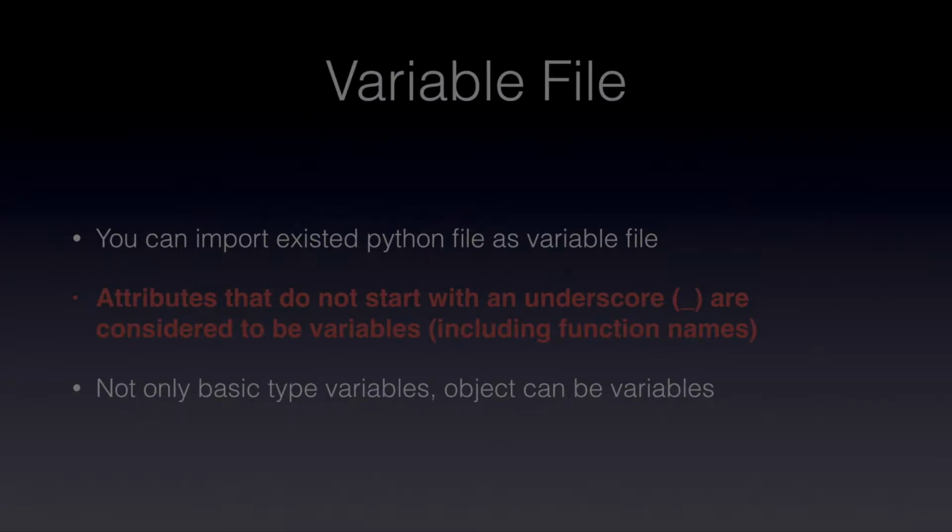As we mentioned before, Framework is written in Python, so natively it can import Python files as its variable file. But one thing you must pay attention to is that all variables, including function names, not preceded by an underscore will be considered as variables. Sometimes it will cause serious problems, so be careful when using this feature. The strength of the variable file is that not only basic type variables can be imported, but also objects can be imported. I will show you a demo later.